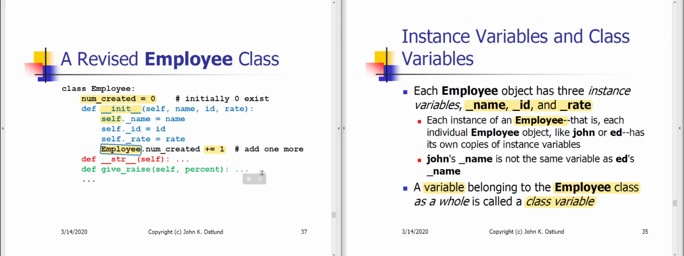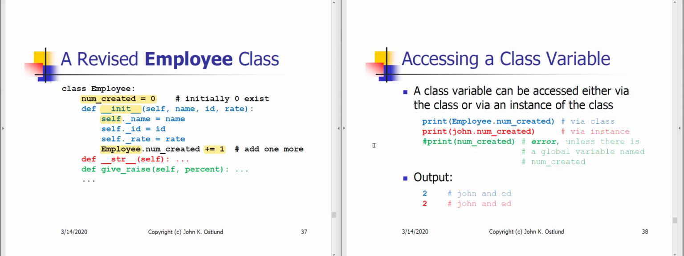Okay, and then how do we access that variable? Well, one way we can access it is to give the class name and a dot and the name of the variable. And that will just directly access that variable from within the class. Now, it turns out also that you can, if you wish, use a particular instance and .num created, and that will also work.